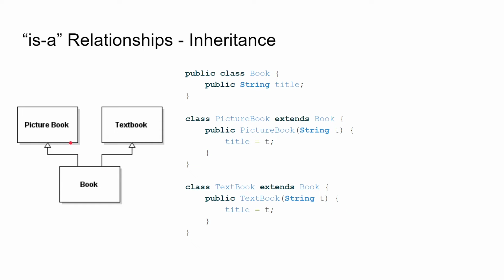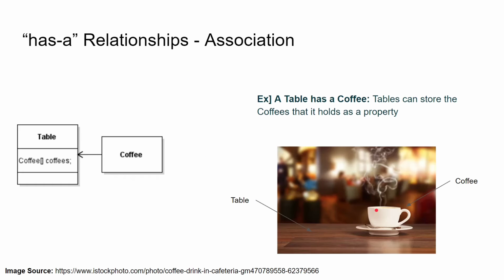So just a quick example for inheritance is a sample of simple inheritance where a book extends textbook and picture book, or I guess in this case the other way around. In this case we have a main class book, and then picture book extends book and textbook extends book. Very simple inheritance. In terms of association, I'm going to present an example where we have a table with a coffee on it. Here's a little diagram in case you need it.